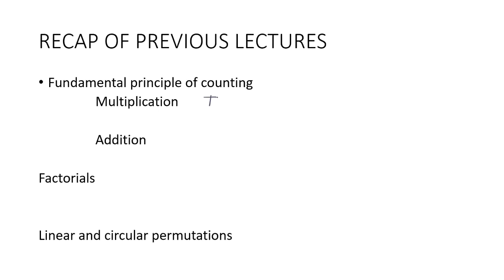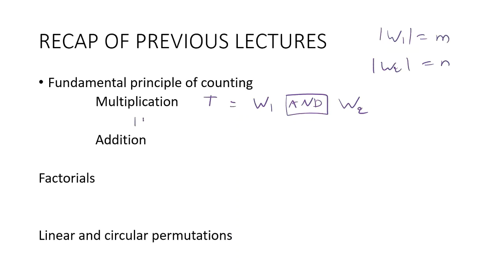If a task T can be divided into two works, W1 and W2, and W1 can be performed in M ways and W2 can be performed in N ways, then the total number of ways of completing the task is equal to the number of ways of completing W1 times the number of ways of completing W2, which is equal to M times N. So what you have to understand here is whenever "and" comes, we have multiplication.